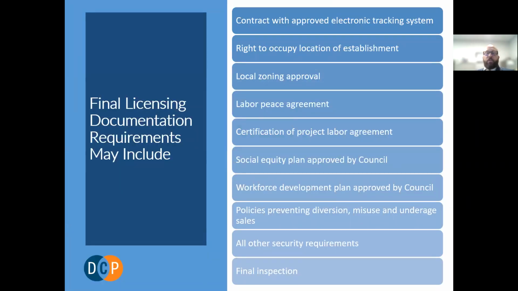The final documentation will be required in order to approve any license to operate in the industry. They're going to have that contract with the approved electronic tracking system. They're going to have the right to occupy the location of the establishment, local zoning approval, labor peace agreements, certification of project labor agreement, social equity plan approved by the council, workforce development plan approved by the council, policies preventing diversion, misuse, and underage sales, and all of their security requirements, and that final inspection.